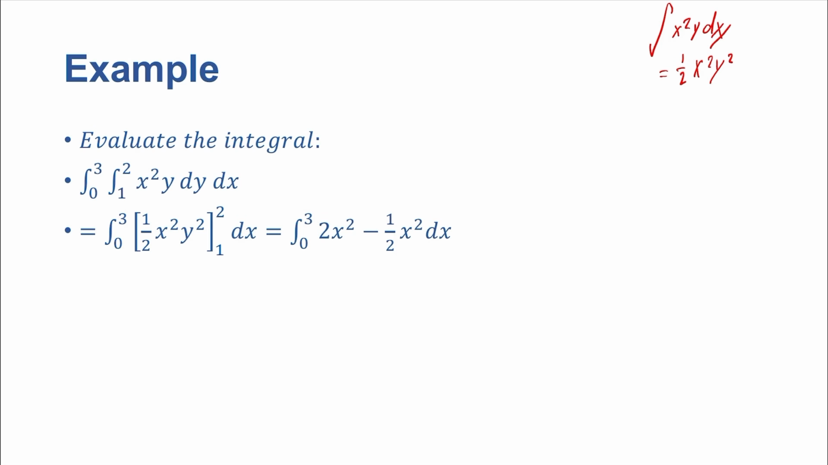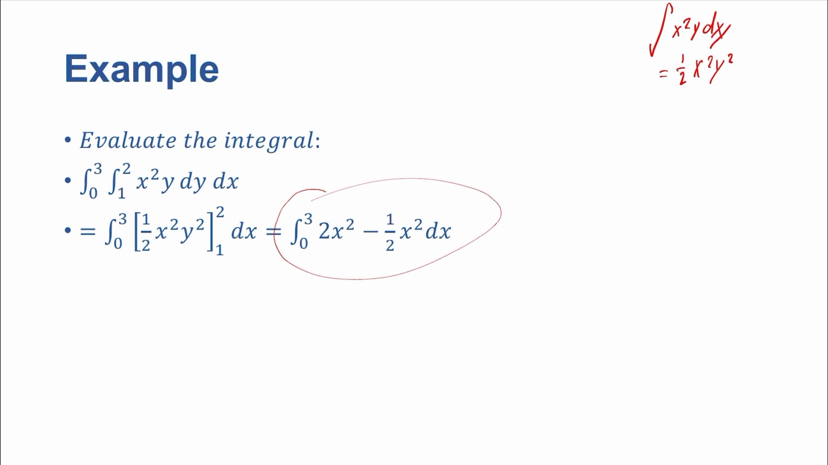So we apply the fundamental theorem of calculus. We get the integral between 0 and 3 of 1/2 x squared y squared evaluated between 1 and 2, with respect to x. So what we get is the integral between 0 and 3 of 2x squared minus 1/2 x squared dx. Now notice what happens. I no longer have any y's in my integrand, and that's very important because that means that our iterated integral has worked. Iterated integrals only work when you get rid of the variable that you have integrated beforehand. If there was a y there now, that would be a problem because then our volume would have a y in it.